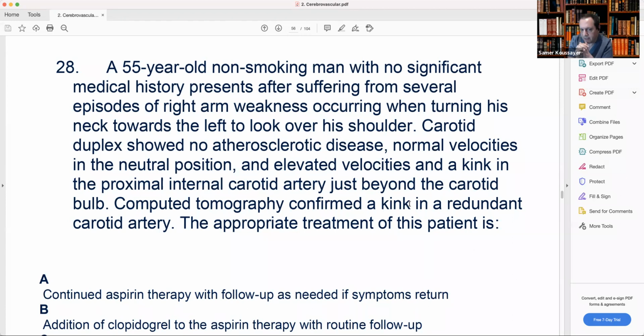So a stent will never really fix the kink in the internal carotid. We fix it somewhere else, but not internal. So a stent is not an option in this situation. Okay.